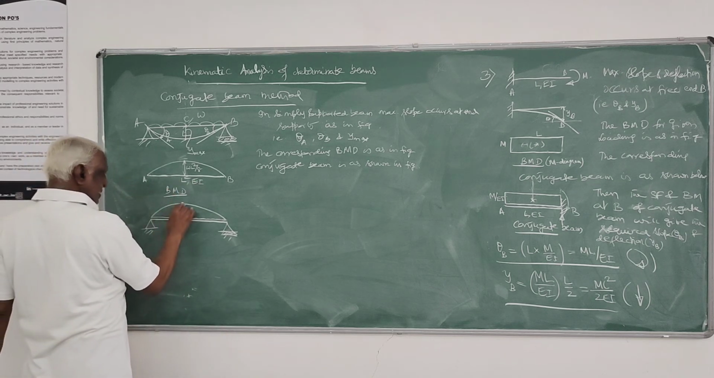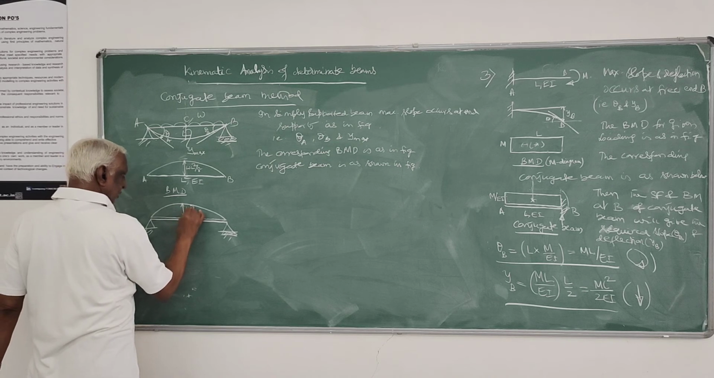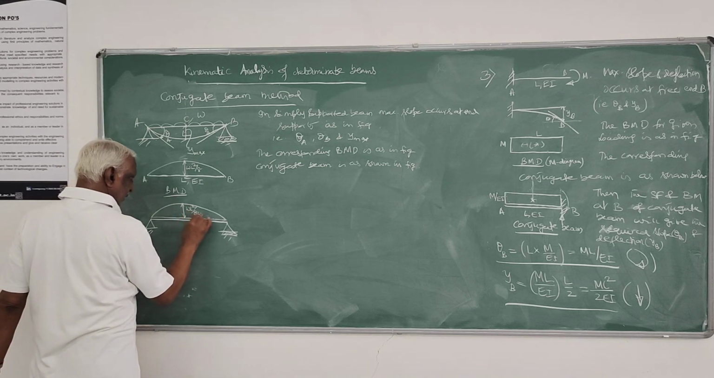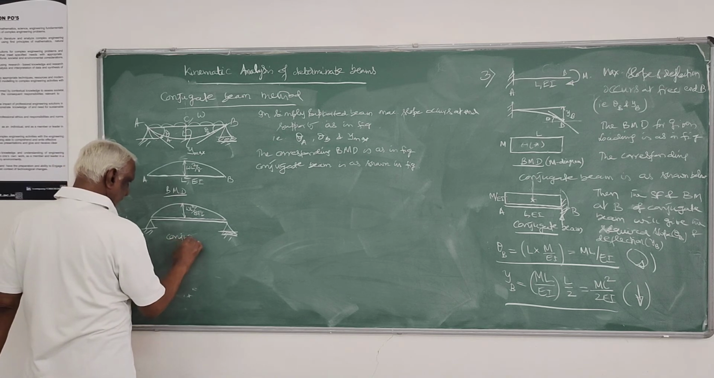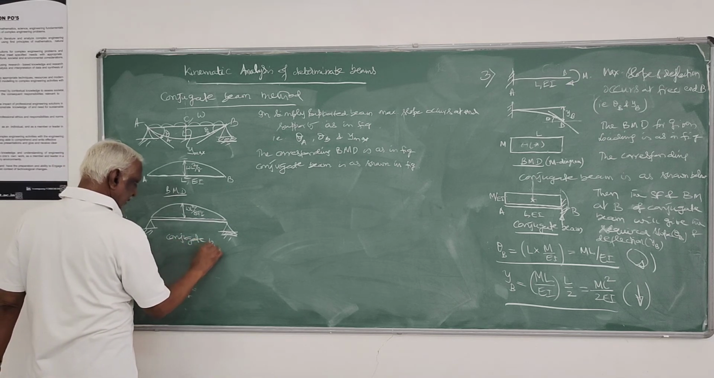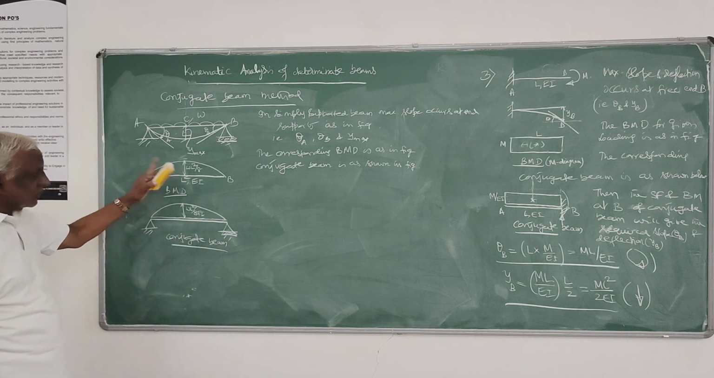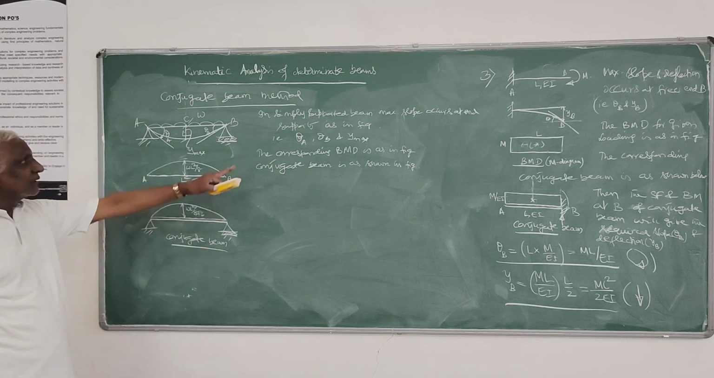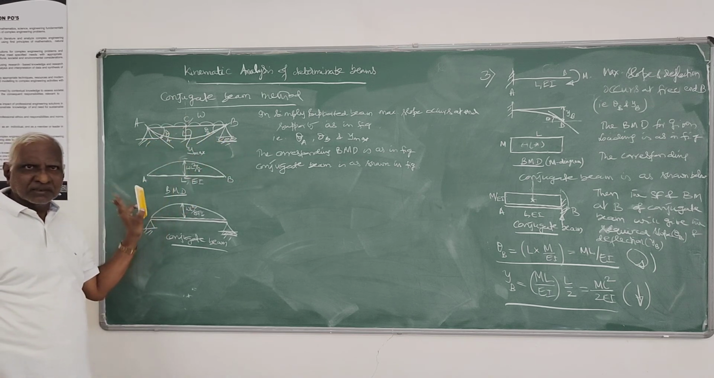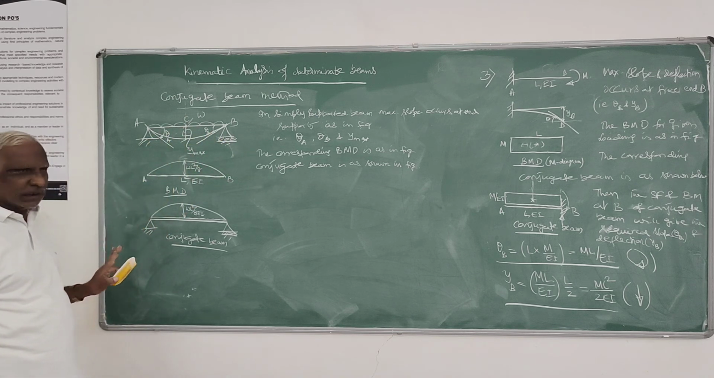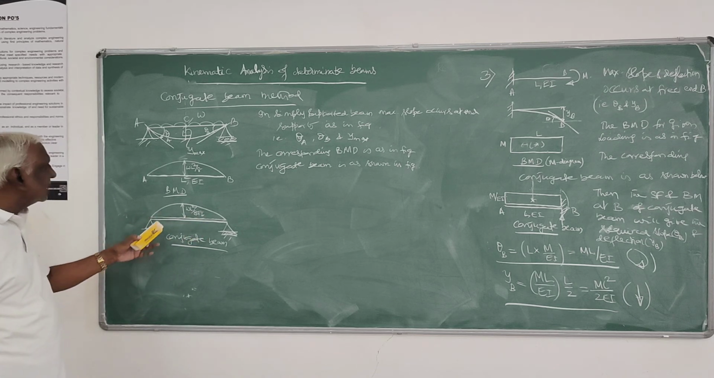So EI is constant, so here this will be WL squared by 8. Yeah, so this is your conjugate beam. This you have to write correctly, and this also you have to do correctly. You have to identify correctly what you have to do. There you should not do it. Then you know the definition of the conjugate beam.